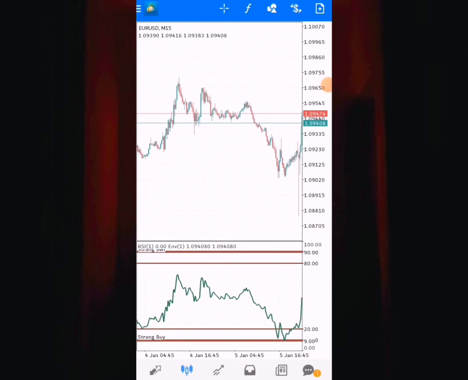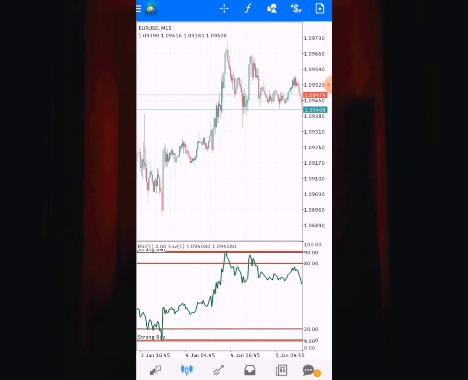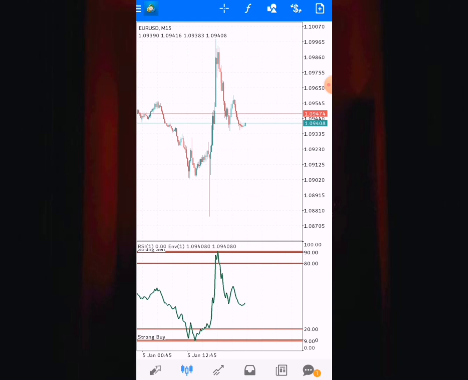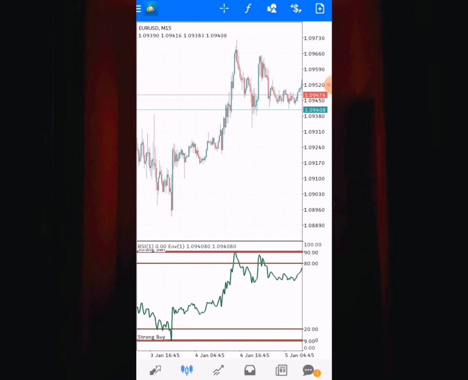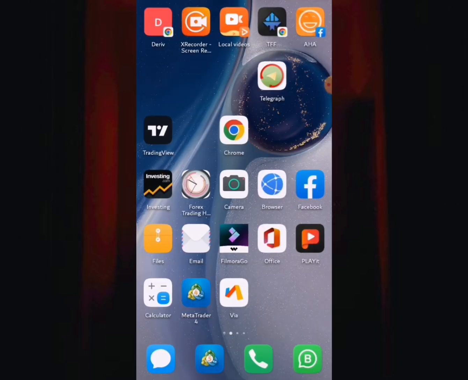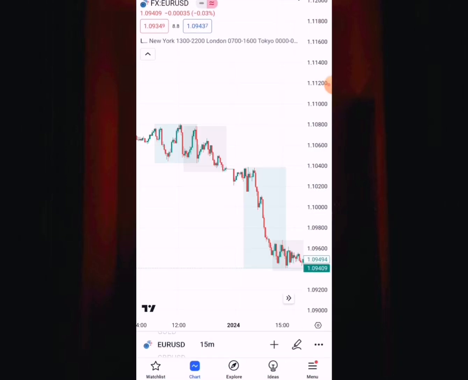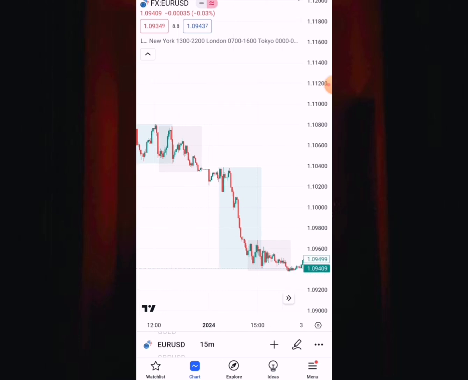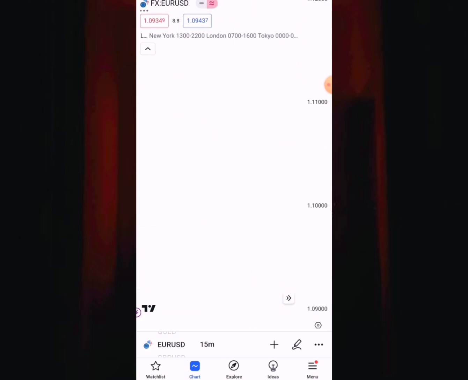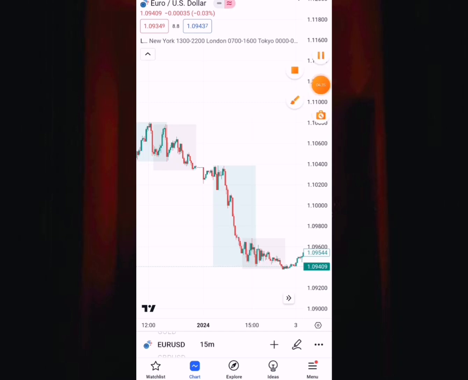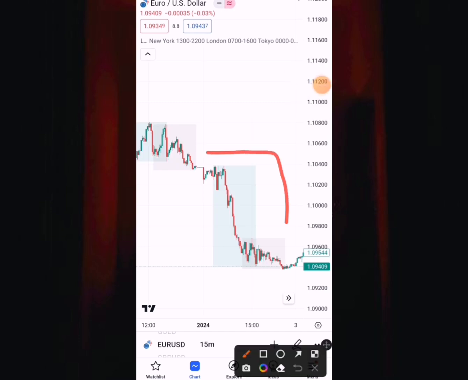Now to trade the strategy, I hope you still remember the first rule is to trade during the London and New York sessions. The reason is simple. For most of the currency pairs, you will realize that they only move during those sessions. Let me show you on TradingView here on my mobile. The two boxes on the screen are the London and the New York sessions.